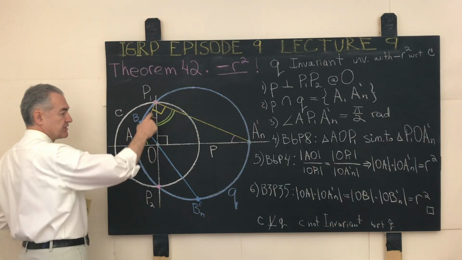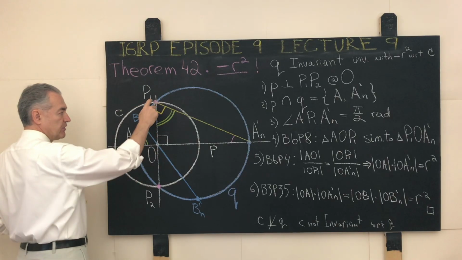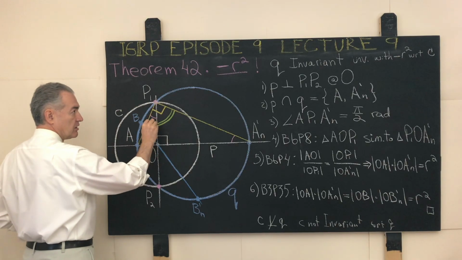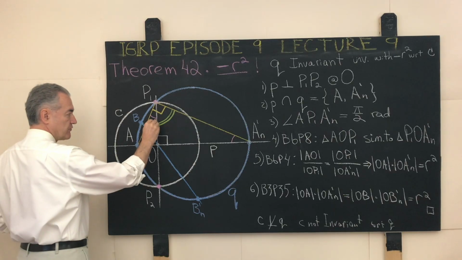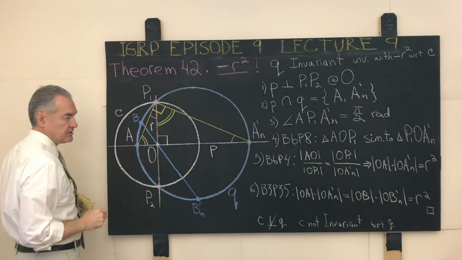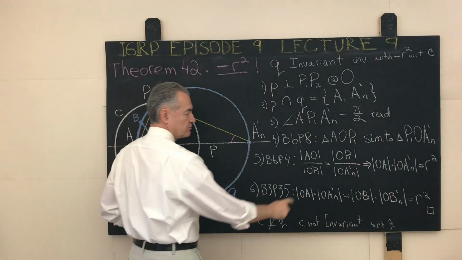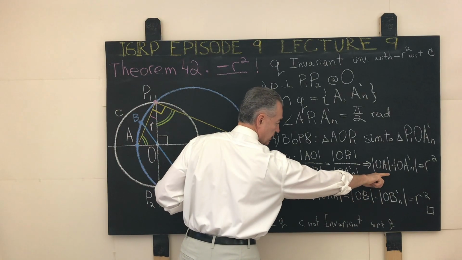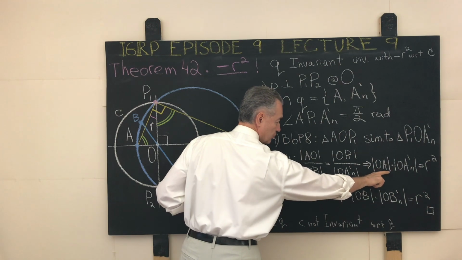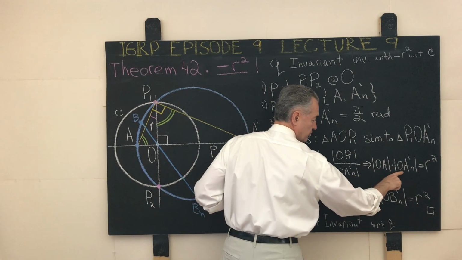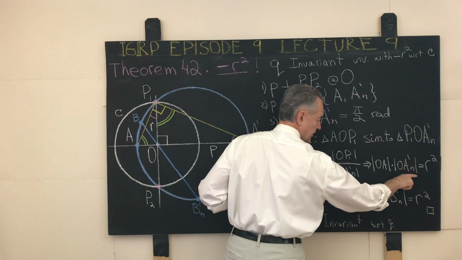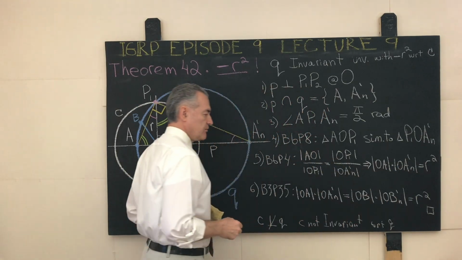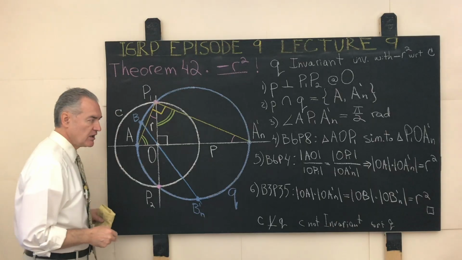And because in this case the length of the line segment OP1 is exactly r, the radius of our circle C, then from that proportion, by cross multiplying, we have it that the product of the distances from the point O to the point A and from the point O to the point A prime n is precisely r squared. And what does that mean?